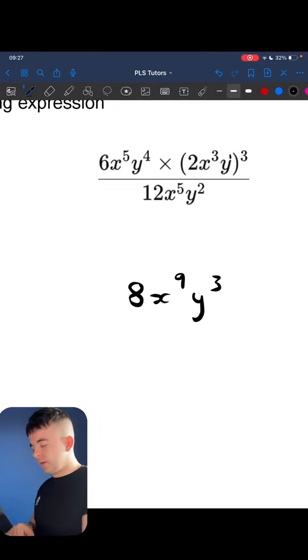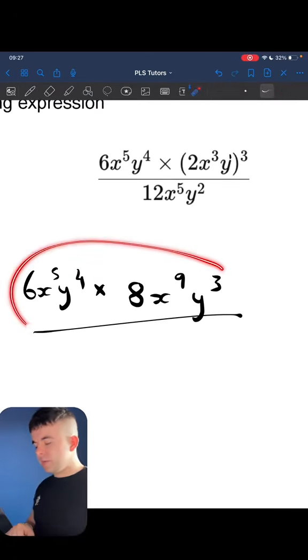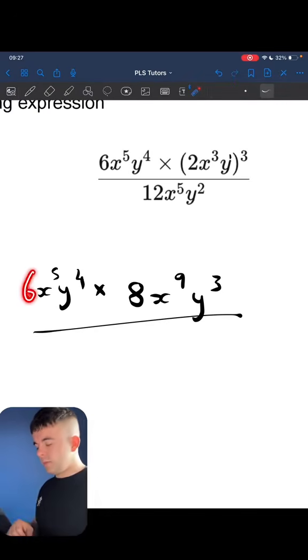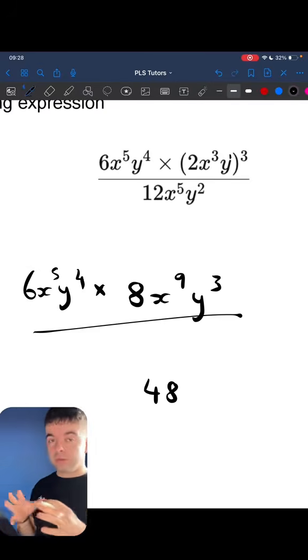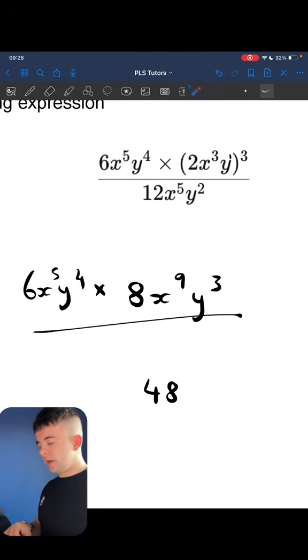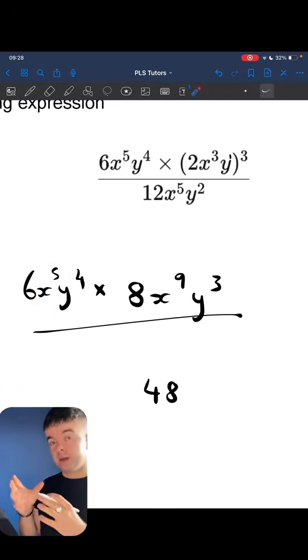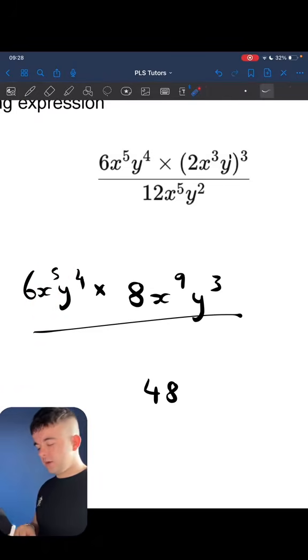So what we can do is we can then multiply that by the rest of the equation. So multiplying the top, remember numbers you just treat normally. So you just do 6 multiplied by 8, that gives you 48. And then when you multiply, you just add your powers. So x to the 5 times x to the 9. You add your powers, you do 5 add 9. That gives you a new power of 14.